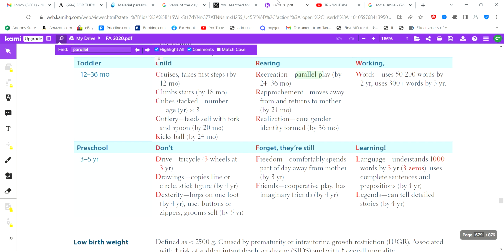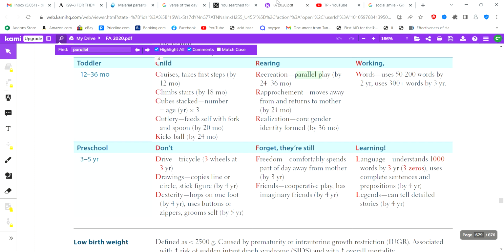The cube stacked. How many cubes can be stacked is the number, like the age of the baby times 3. So basically, the kid is 1 year old, 1 times 3 is 3. The 1-year-old should be able to stack 3 cubes. If the kid is 3 years old, 3 times 3 is 9. The 3-year-old should be able to stack 9 cubes. So whatever the kid's age is times 3, that's how many cubes a kid should be able to stack, a normal milestone.